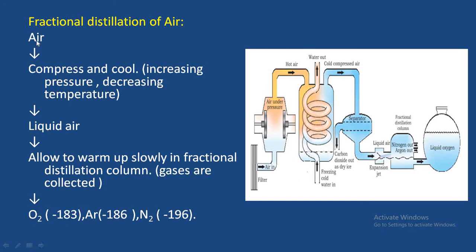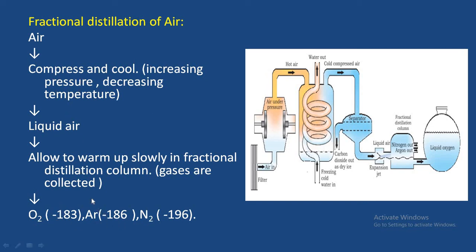How is this gaseous state of air converted into liquid air? By increasing pressure and decreasing temperature. And this air is then allowed to warm again, that is, heated. Slowly, in the fractional distillation column, there are different columns in which the gases are collected. Gases like O2, argon and nitrogen will be collected, and the component which has the lower boiling point will be collected at the top. In this way we can collect it.